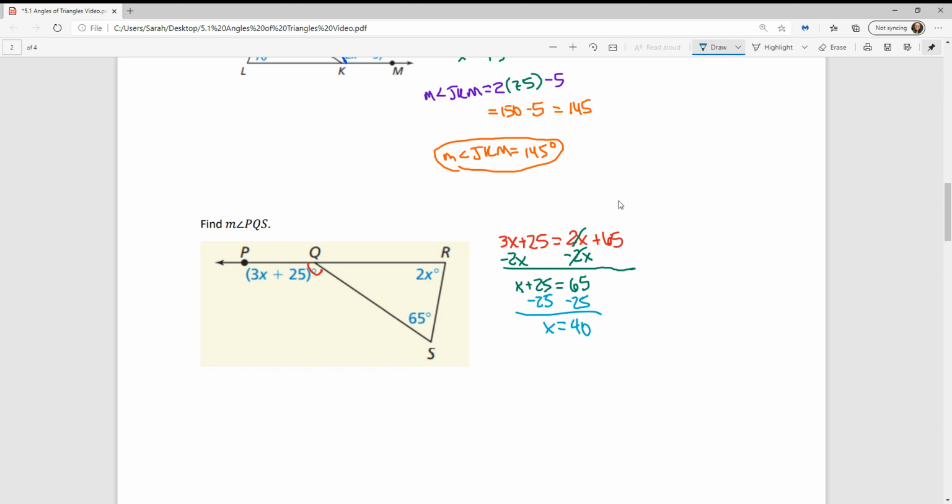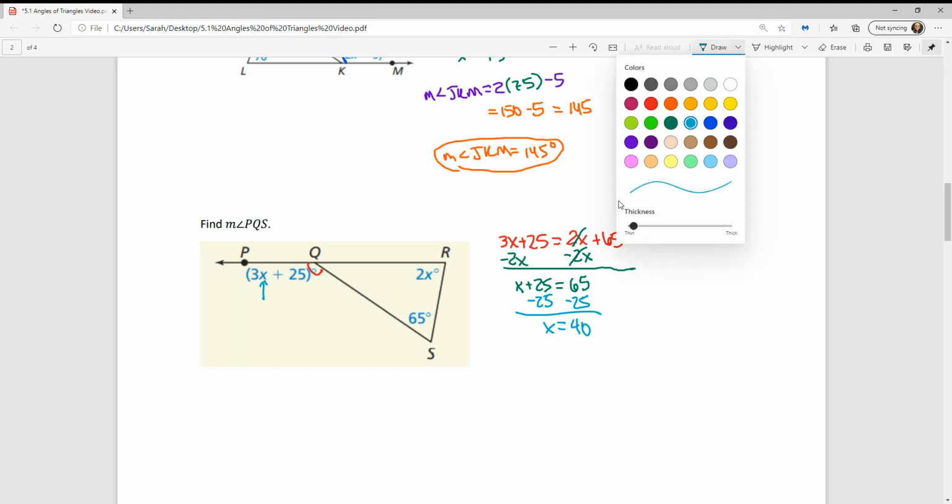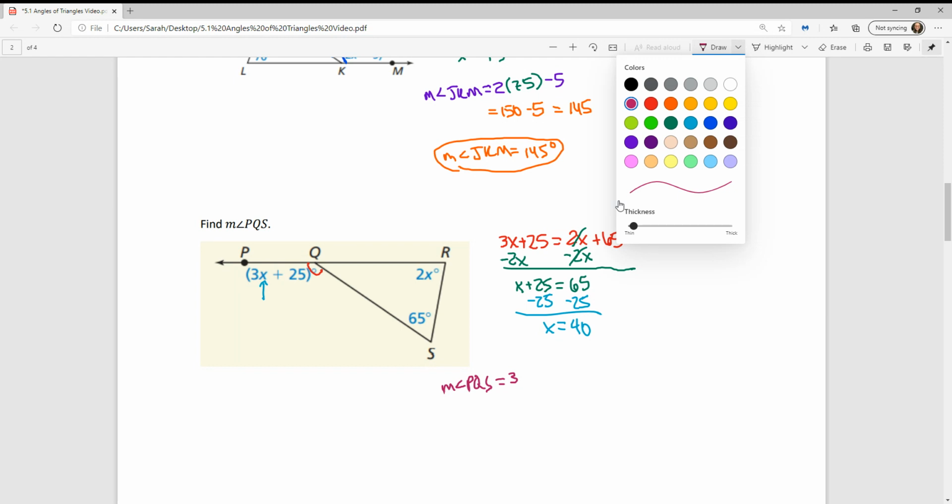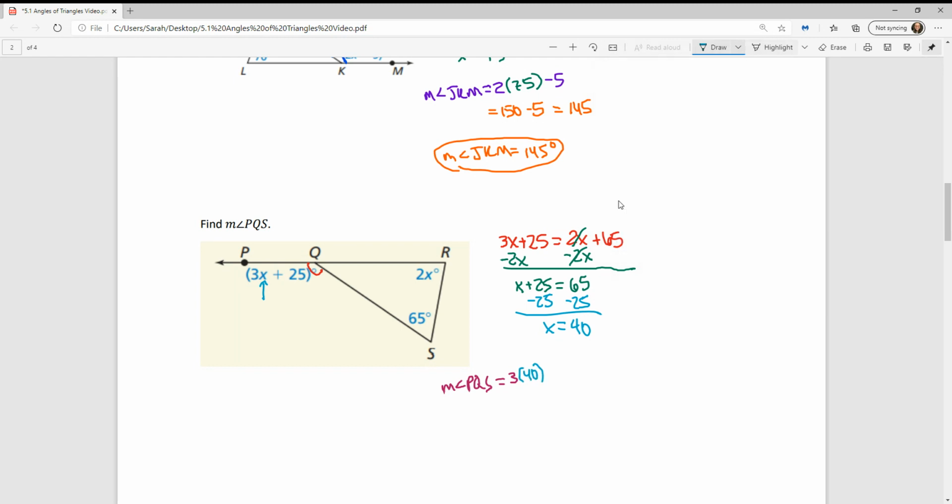We're not done. We know what x is, but we still need to find PQS. So we're going to take the x equals 40 and plug it into x right here, since PQS is 3x plus 25. So measure angle PQS is 3, instead of x we're going to sub in that 40, because x equals 40, plus 25. 3 times 40 is 120, plus 25 gives us 145. It's just a coincidence that we got the same angle measure both times. So then the measure of angle PQS is 145.